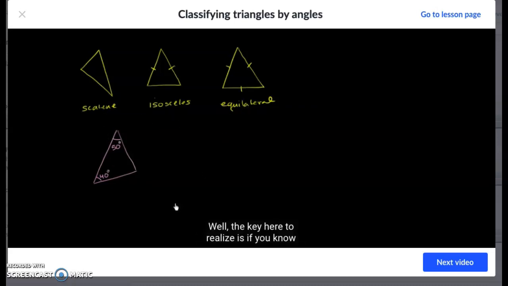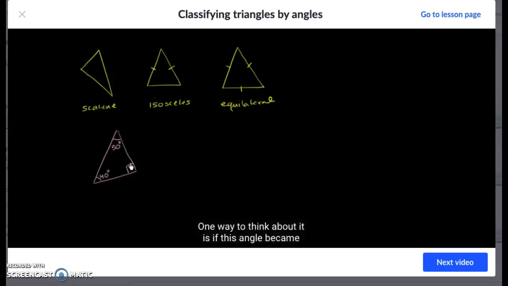Well, the key here is to realize that if you know two interior angles of a triangle, you can always figure out the third, because the three need to add up to 180 degrees. So if this is 40, that is 50, these two add up to 90. So to add up to 180 degrees, this one must be a 90-degree angle. We can even mark it as a right angle. And so if you have a triangle where all of the interior angles are different, that means that all of the side lengths are going to be different.